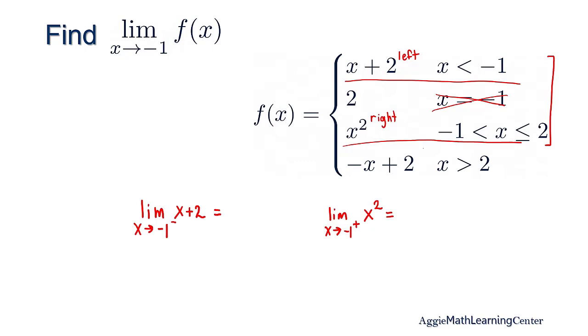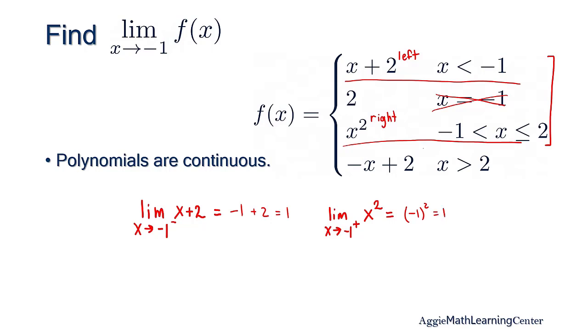Both x plus 2 and x squared are polynomials, and as such, are continuous, so their limits as x approaches -1 are equal to them evaluated at -1. Evaluating these functions yields -1 plus 2, which is equal to 1, and -1 squared, which also equals 1. Because both the left and right segments approach 1, the value of the limit is 1.